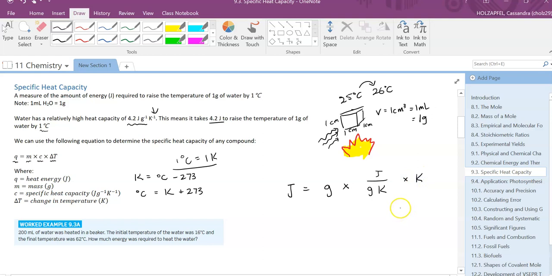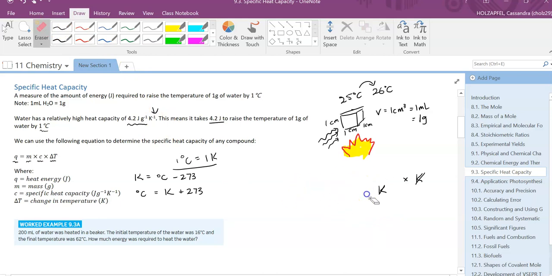So just having a look at the units here, I'll show you what happens. First things first, these two units are going to cancel each other out, and then these two units are going to cancel each other out. And so that's how we are left with just the joules in energy. Okay, so let's actually do an example now.